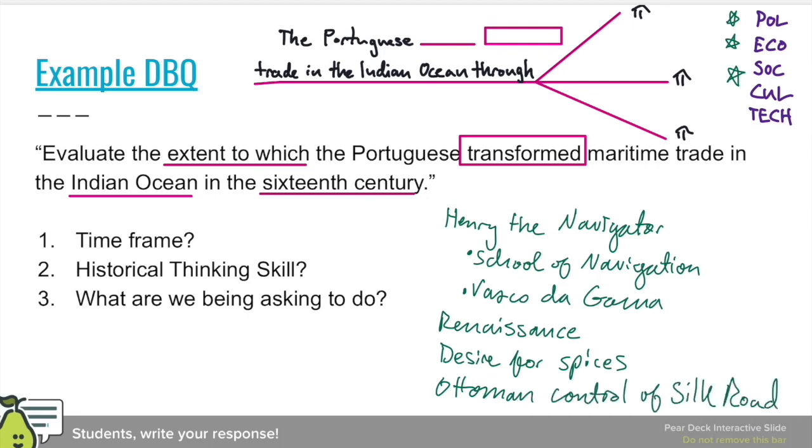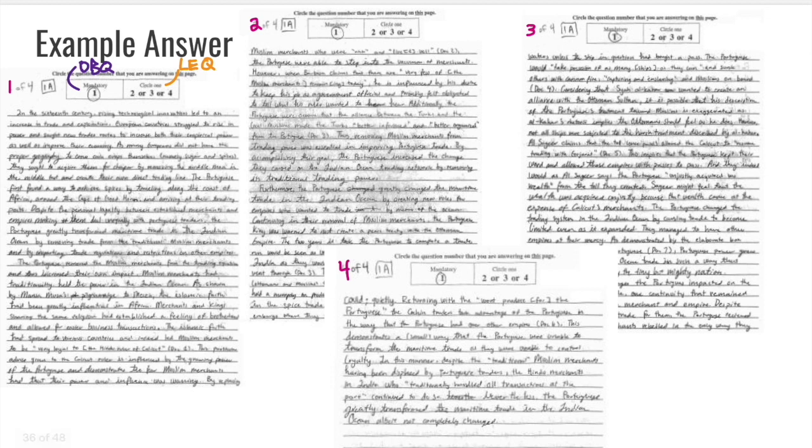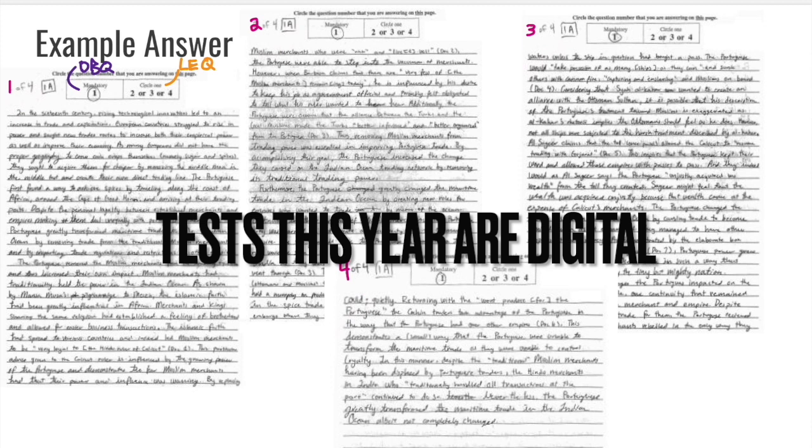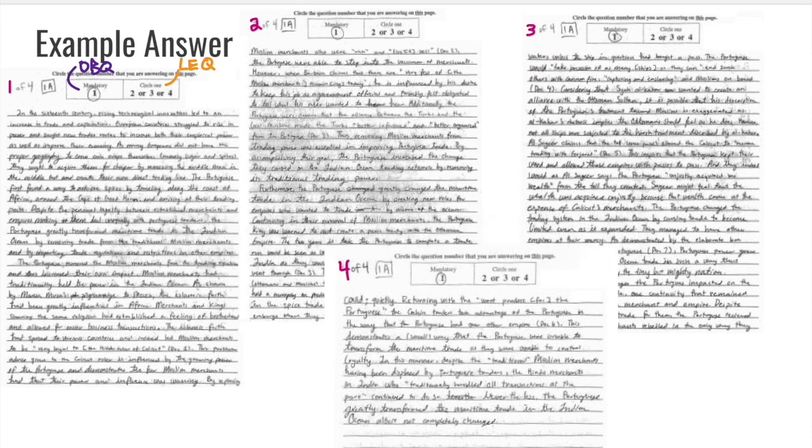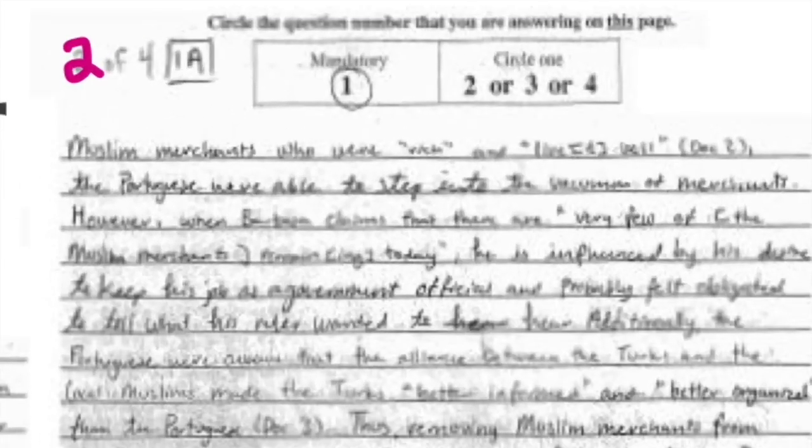So now we're going to look at an example by an actual student back in 2019 in response to this essay prompt. So y'all will notice that they wrote 4 pages, 1 of 4, 2 of 4, 3 of 4, and 4 of 4. Also, up here at the top, you have a chart that says mandatory 1, circle 1, 2, or 3, or 4.